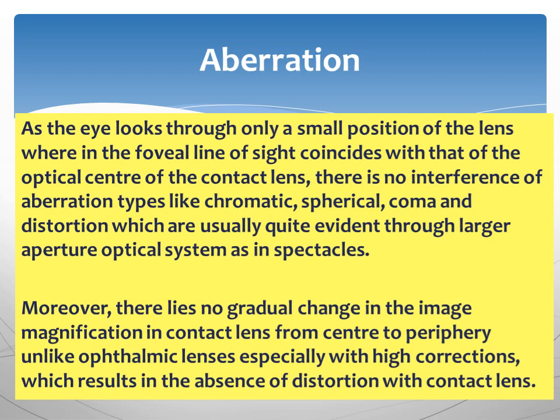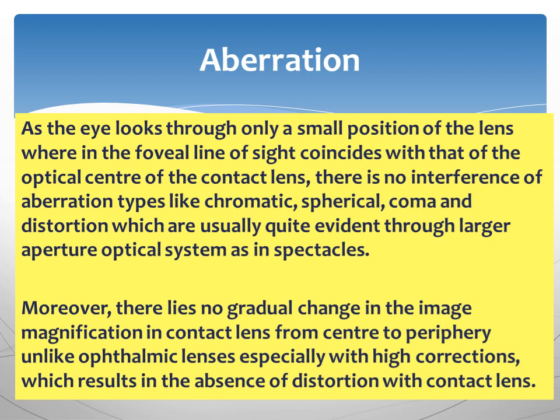Moreover, with contact lens, there is no change in image magnification from center to periphery, because we are only looking through the center of the lens. So there is no question of looking through the periphery of the contact lens, because the lens is fixed over the cornea. As a result, there is no change in image magnification from center to periphery, and also no aberration happening. But with spectacles, what happens?